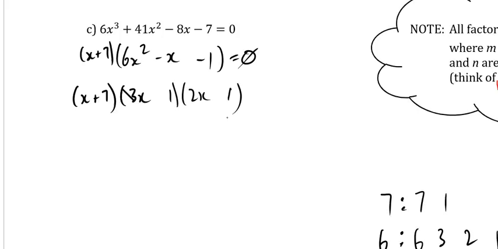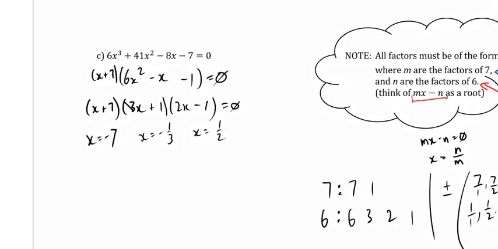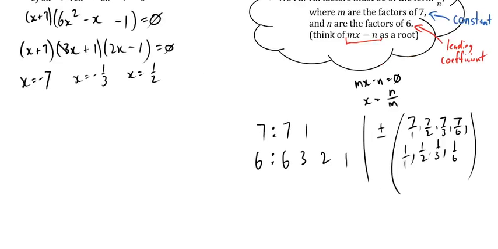And then which one do I want to be negative? I want the 3x to be negative. So x equals -7, x equals -1/3, and x equals +1/2. And if I compare that to our list, they're both in there.